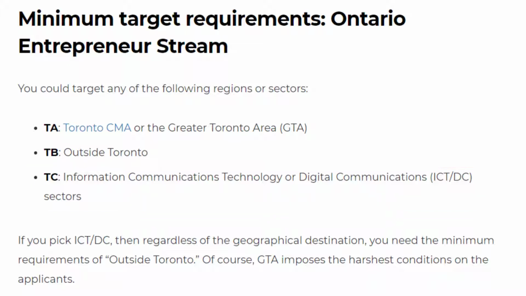ICT-DC. And I also call these 3 options TA, TB, and TC, depending on which option you pick, which is in GTA and any business, outside GTA, and also in GTA but ICT-DC businesses. Then the investment that you need to make and other circumstances could change.